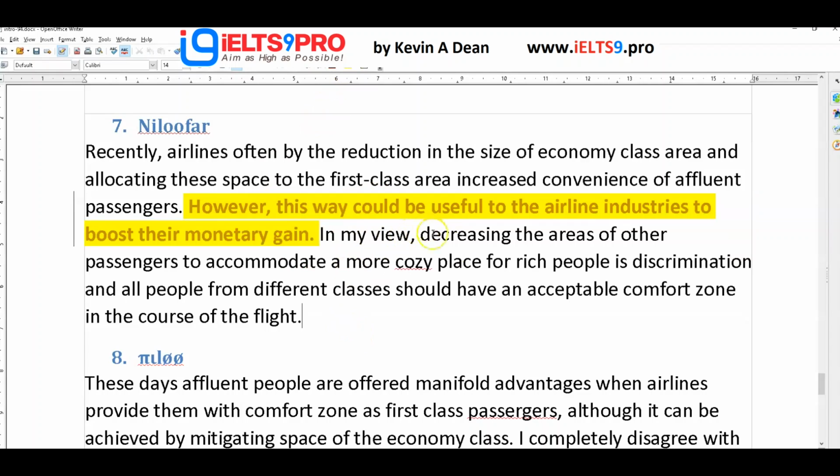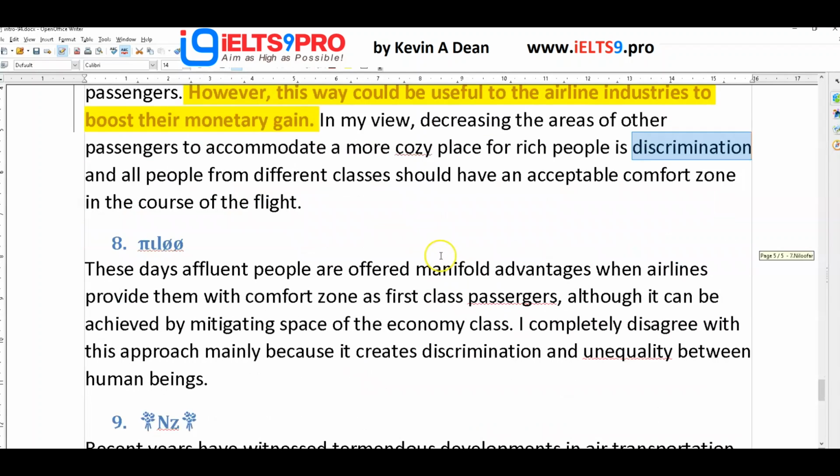In my view, because of discrimination. How is it discrimination? It's a business. If you want good seats, you've got to pay. Being able to fly is not a human right, I'm afraid. It's a business transaction. So, not bad. We don't need that sentence. We could change that.